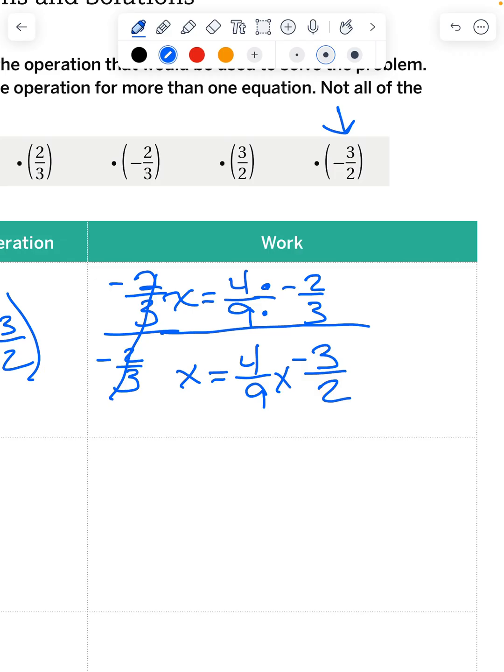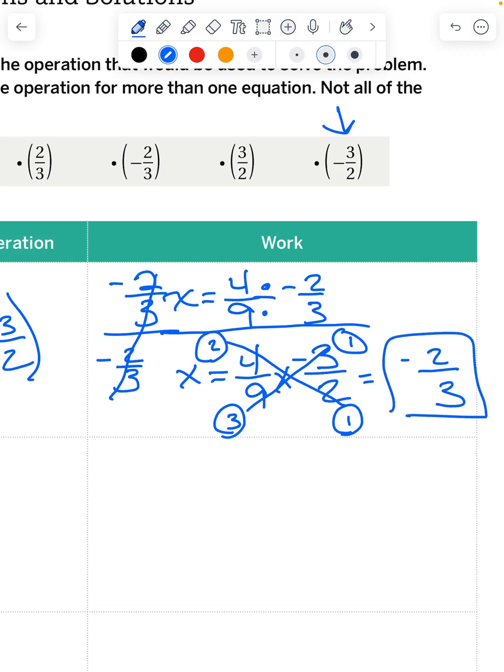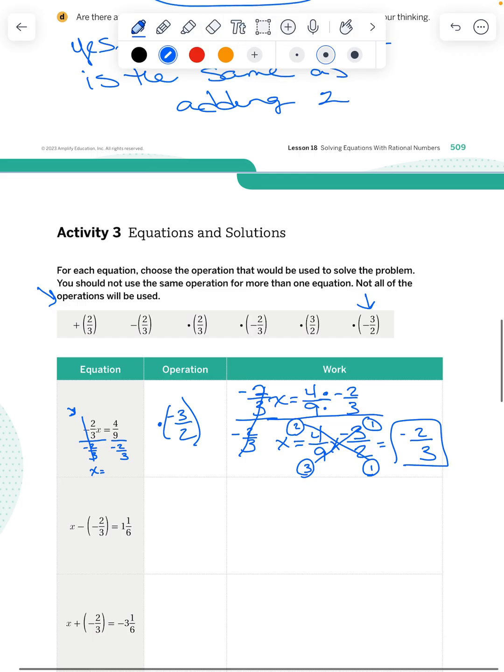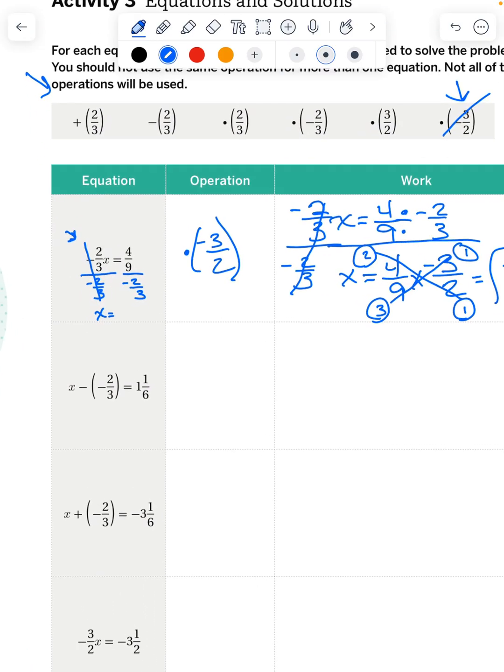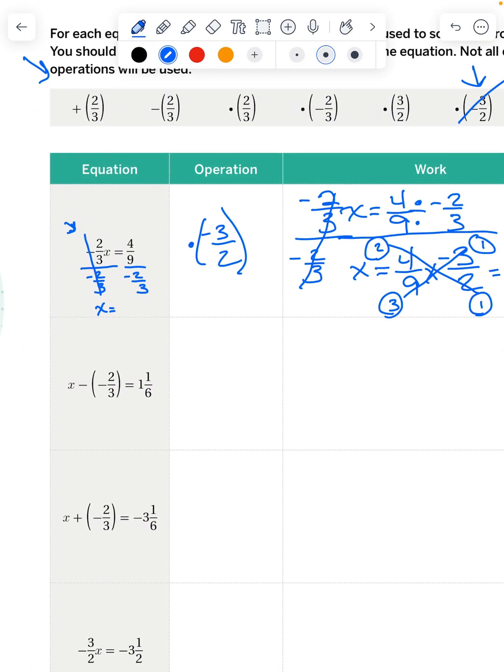Okay, let's continue working. I'm going to cross cancel. 3 goes into 3 once, 3 goes into 9 3 times. And then this way, 2 goes into 2 once, and 2 goes into 4 twice. And when I multiply straight across, I get 2/3, and I had a positive and a negative, which gives me -2/3. Okay. I'm going to do another one with you. I'm going to cross that one out so we don't use it again.